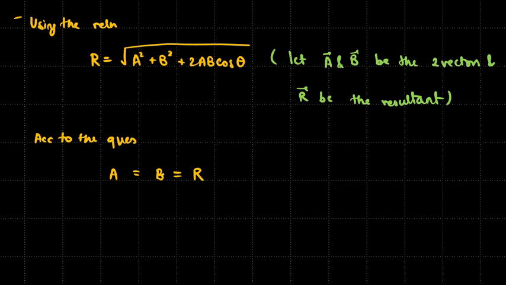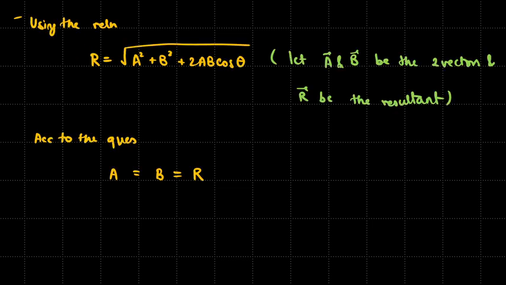Now let's put all of these over here, so I will do this on the next page. We had R, which will be represented by, let's say, x. So I'm assuming that the magnitude of A, vector B, and vector R is x. Then we can write x equals the square root of x squared plus x squared plus 2x multiplied by x cos theta.